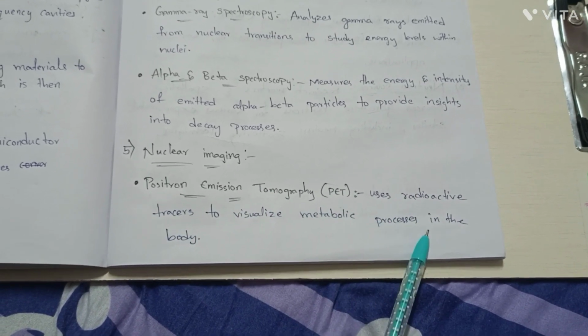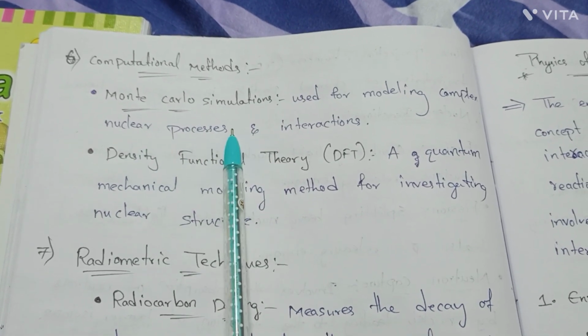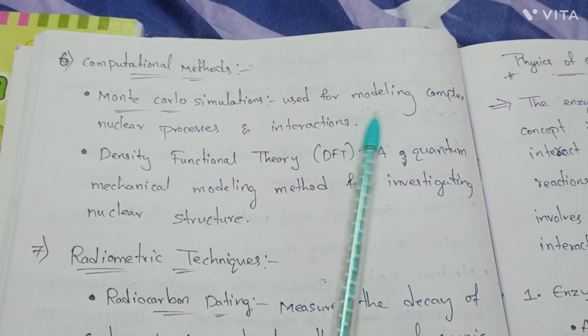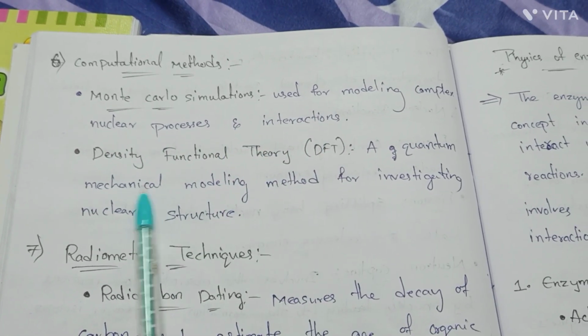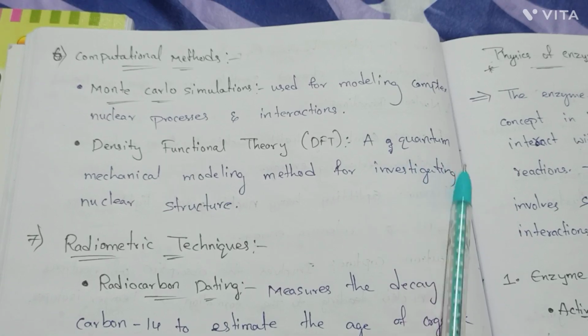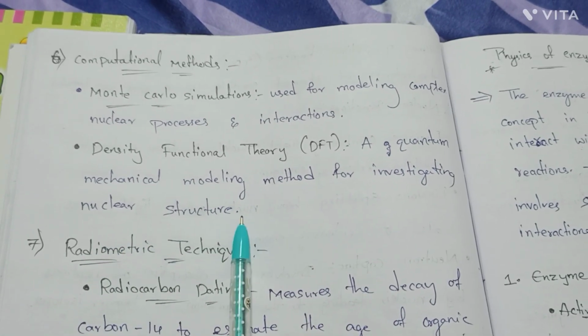Positron emission tomography uses radioactive tracers to visualize metabolic processes in the body. Computational methods. Monte Carlo simulations are used for modeling complex nuclear processes and interactions. Density functional theory, a quantum mechanical modeling method for investigating nuclear structure.